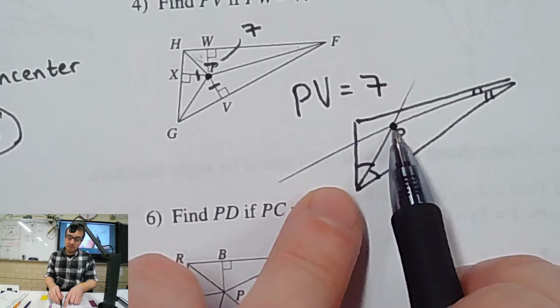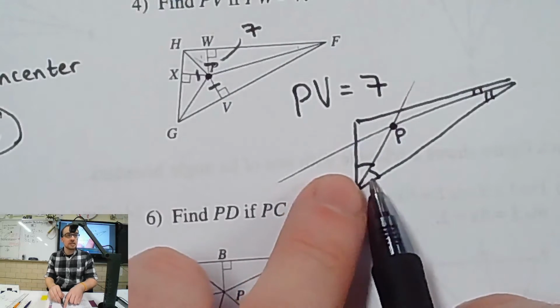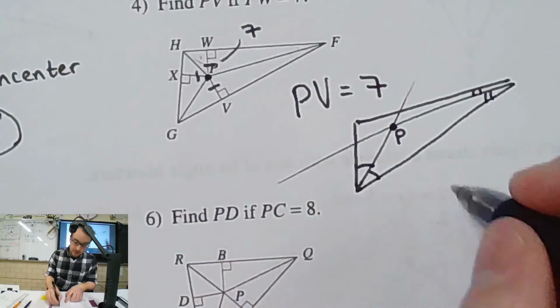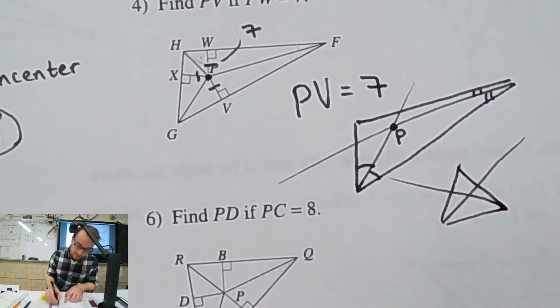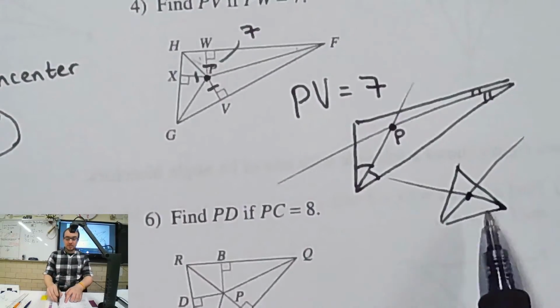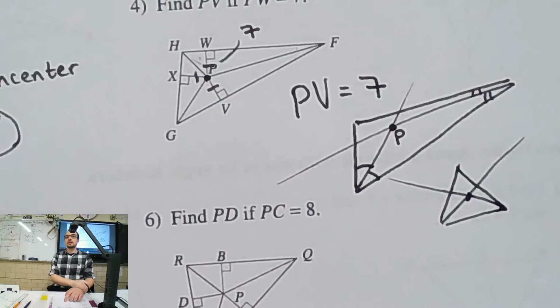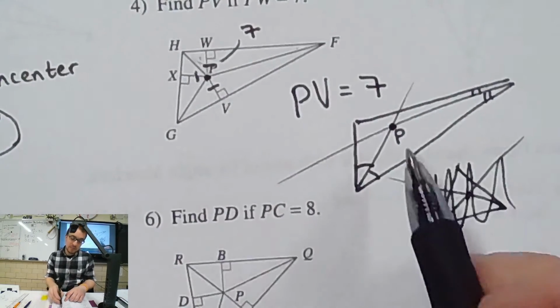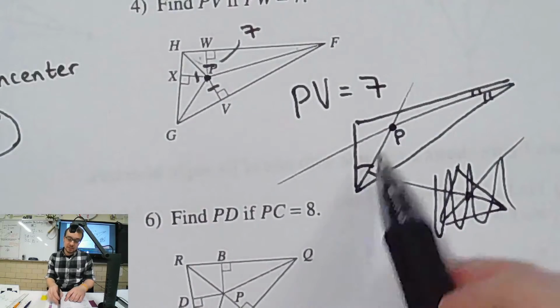I only know that P is the incenter if it's the intersection of the angle bisectors. If I've just got some random lines, I don't know that that is the incenter. They're just random lines intersecting. I can draw random lines all day. I know P is the incenter because it's the intersection of the angle bisectors.